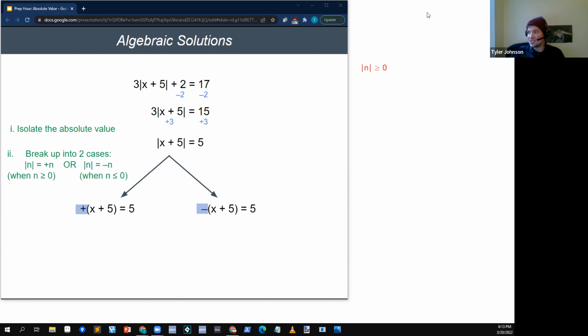And then from there, just distribute the positive and the negative across. And we're going to solve out for x, and we get our 2 possibilities. That x could either be 0 or -10.